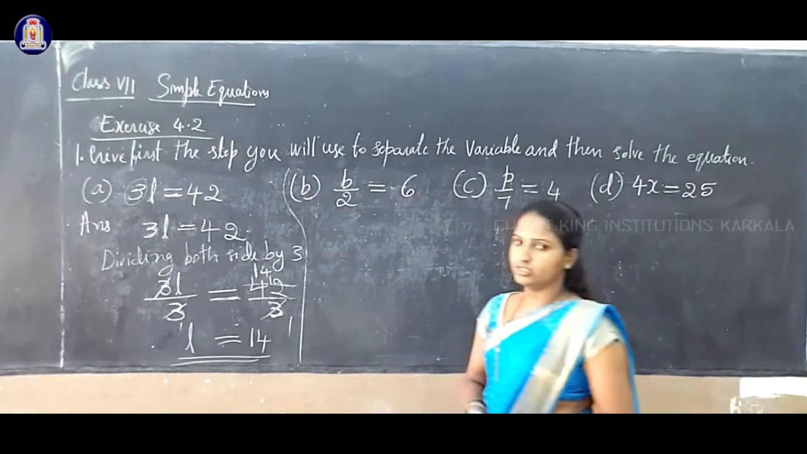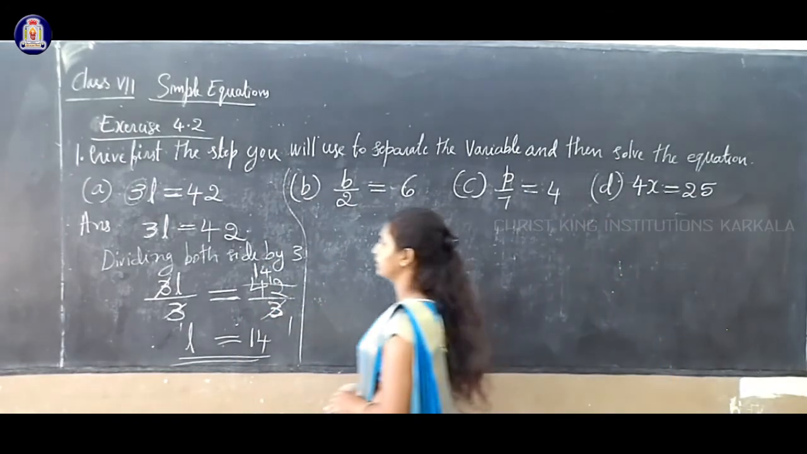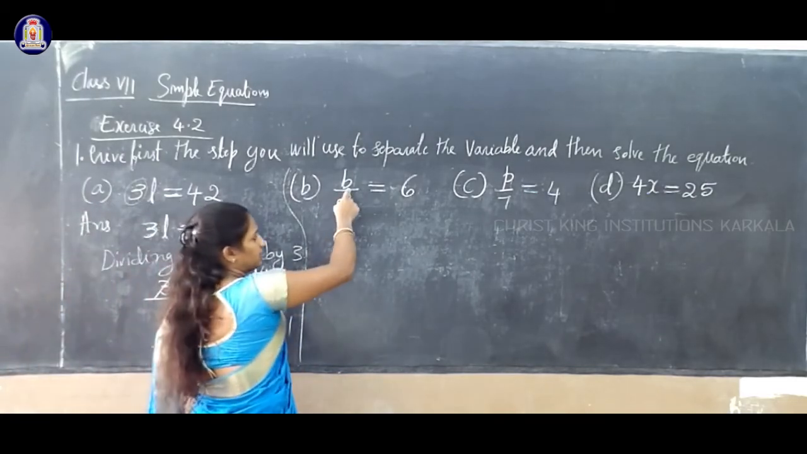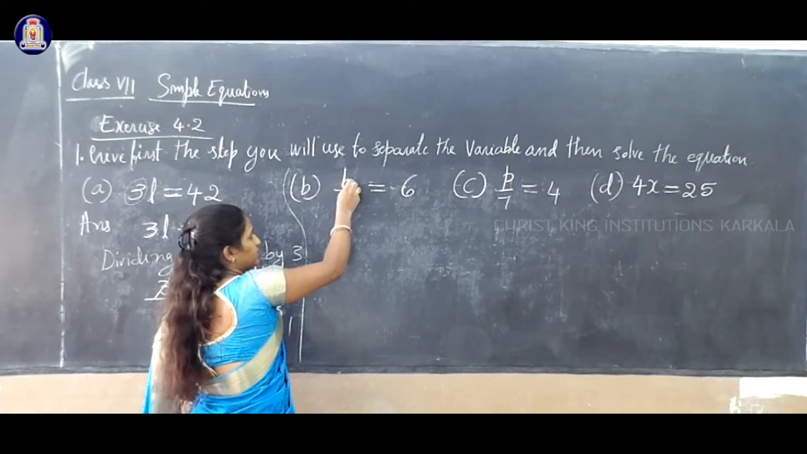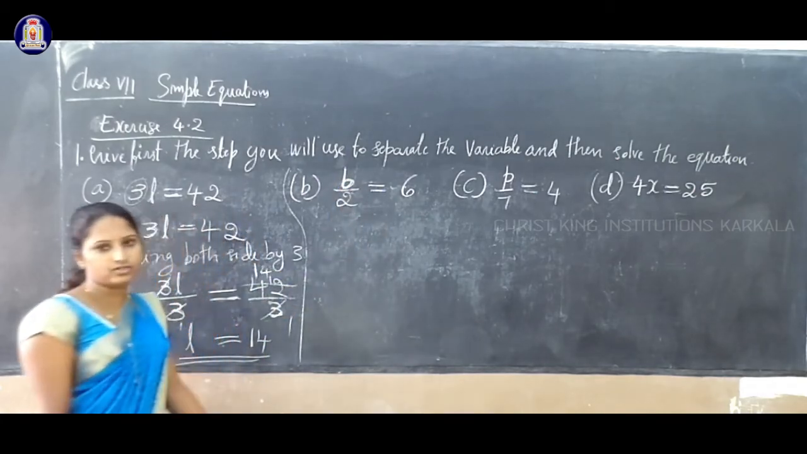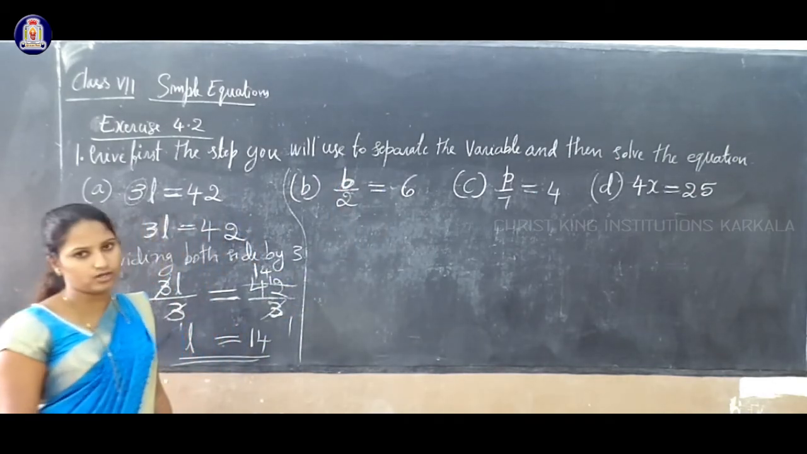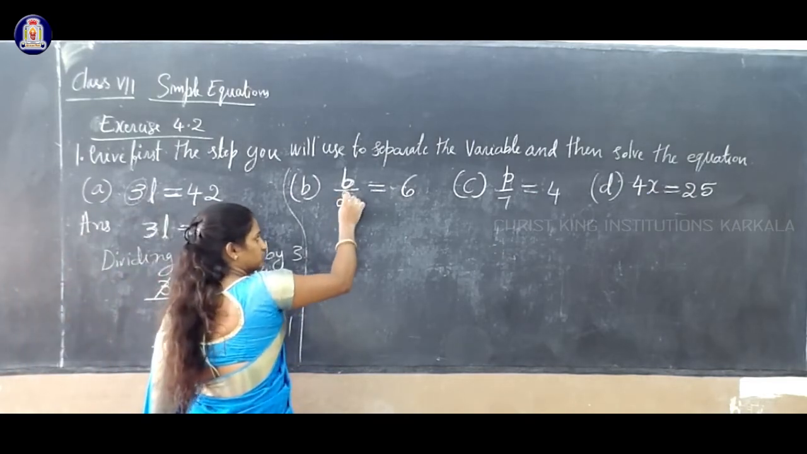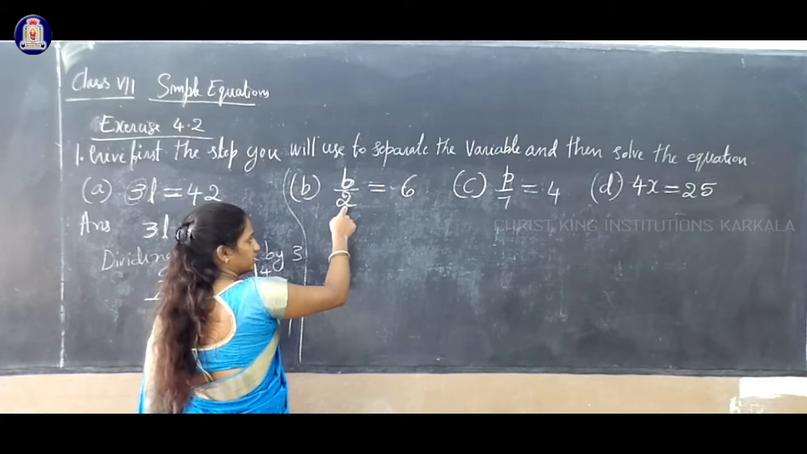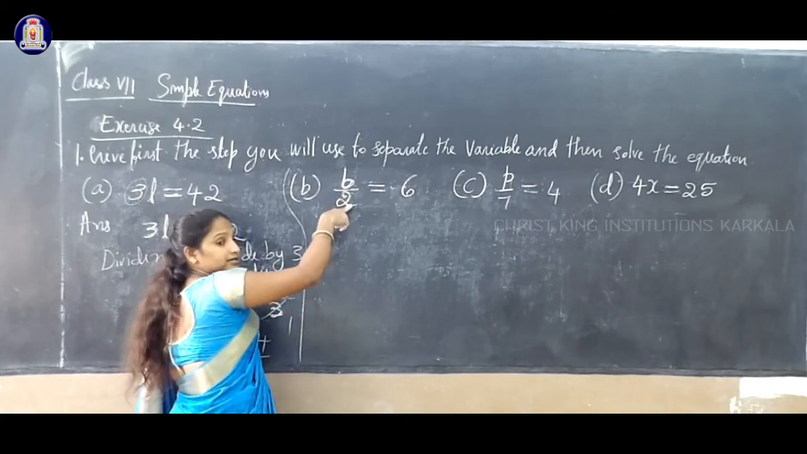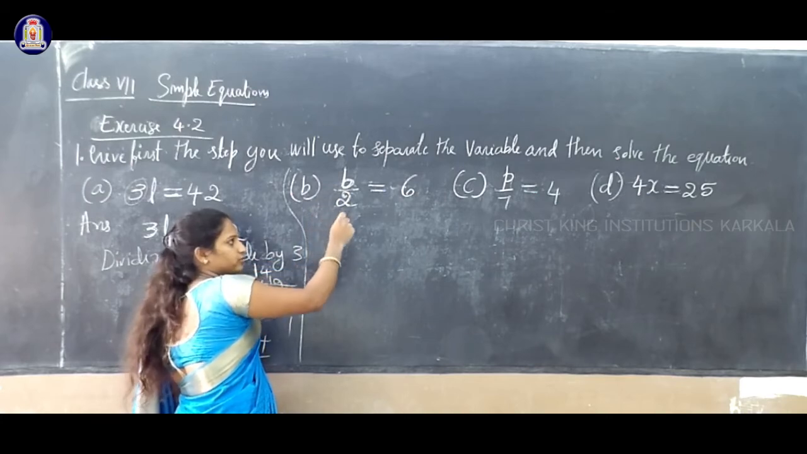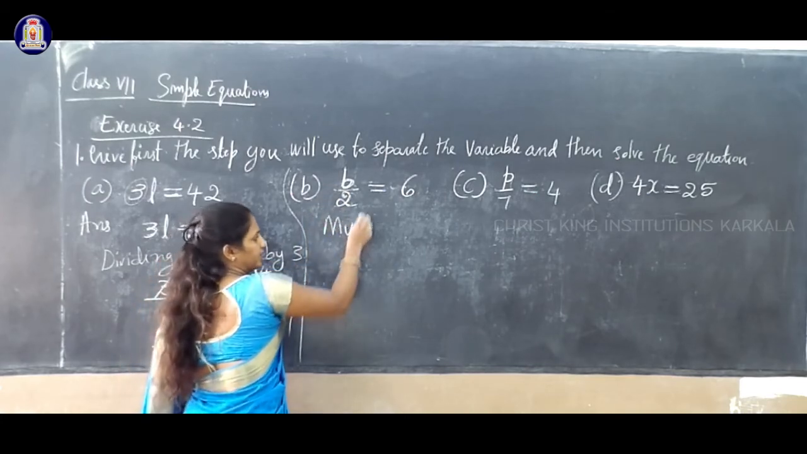So next, question B. B by 2 is equal to 6. B divided by 2 is equal to 6. Now here, to separate the variable, which is the variable here? The variable is B. So B divided by 2 is equal to 6. Here it is a division, 2 is the divisor. So to remove this 2, what do we have to do? We have to multiply.